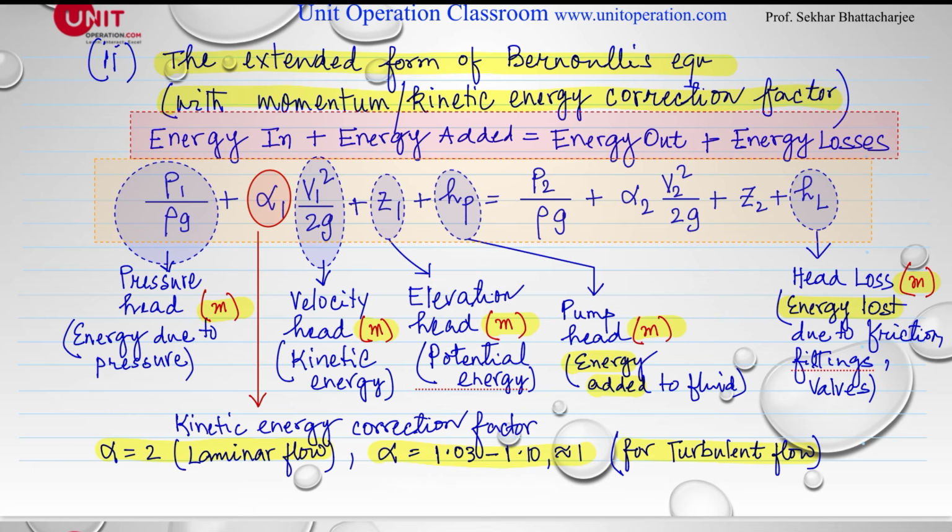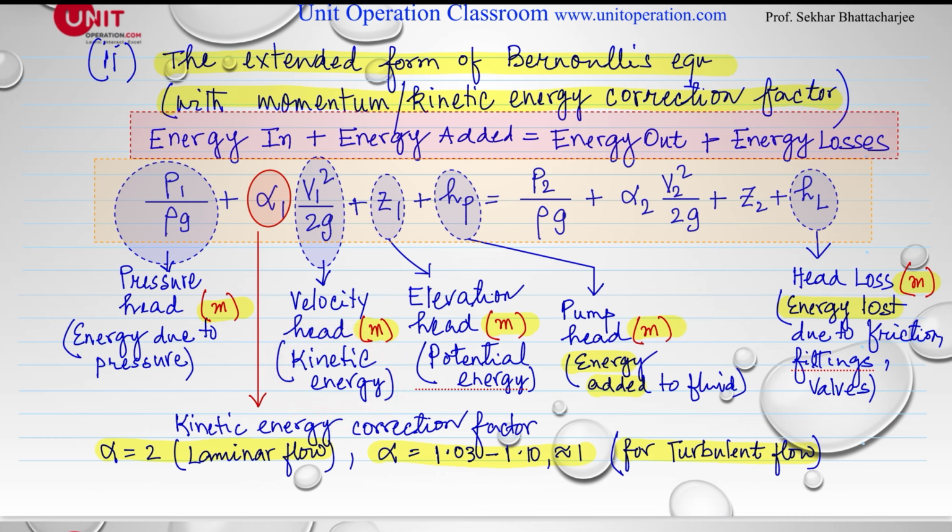So you should have these terms, P1 over rho g. This is called the pressure head, and its unit is, of course, length, meter. And this is, of course, the energy due to pressure. Alpha is called the kinetic energy correction factor. The value of alpha is equal to 2 for laminar flow, and the value of alpha for turbulent flow is somewhere between 1.03 to 1.10, but normally we take this as equal to 1 for turbulent flow. And this, of course, V1 square over 2g. This is called the velocity head. Again, its unit is meter. This is, of course, the kinetic energy term.